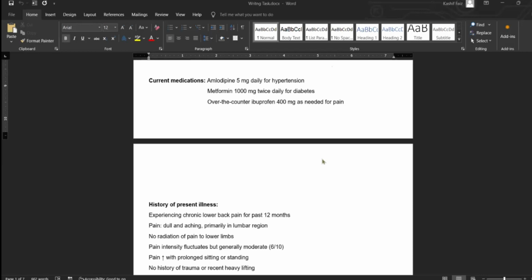Yes, sir. Sir, after that, I will write his past medical history includes hypertension and diabetes, for which he was taking amlodipine 5 mg and metformin 1000 mg twice a day, as well as he is taking 400 mg for pain. Okay. And next word.